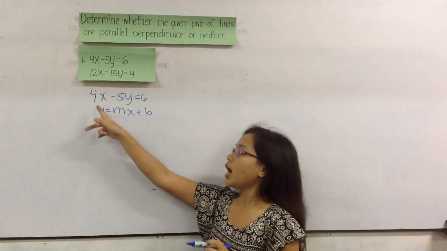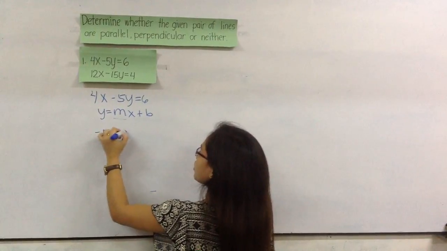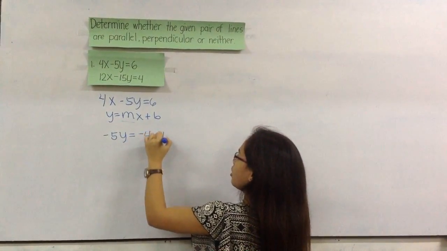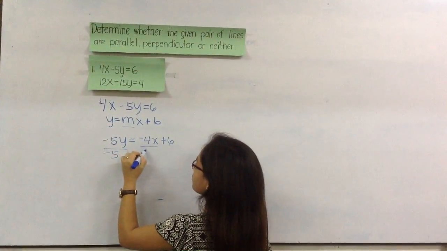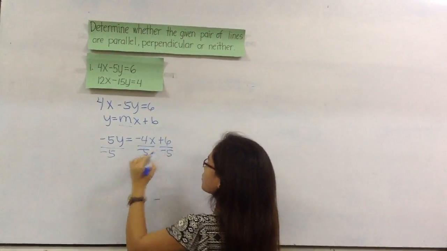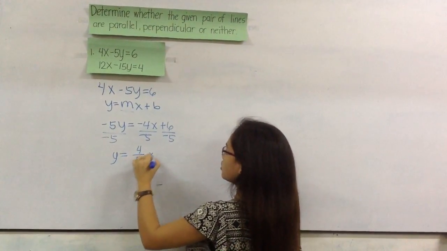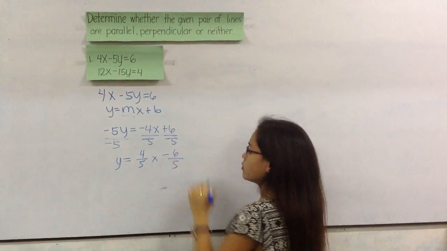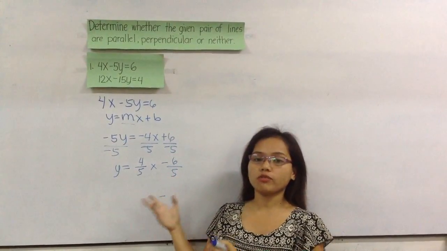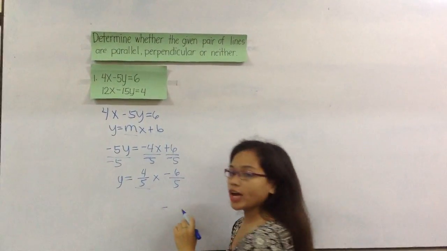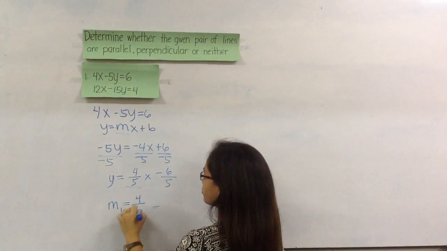So we will transform now. We will transpose the 4x to the right side. Therefore, negative 5y equals negative 4x plus 6. So divide both sides by negative 5. So we get y equals 4 over 5 x minus 6 over 5. As you can see, this is already in slope-intercept form. So therefore, m is 4/5. So our first slope is 4 over 5.